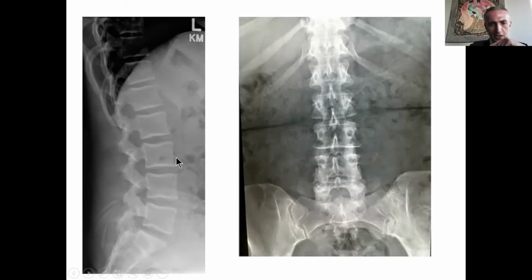So you can see the shape of the vertebra. This is an image from the side, and this is an image from the front or from the back. And you can see again here, this is the disc space. This is where the disc is located. This is the pelvis.